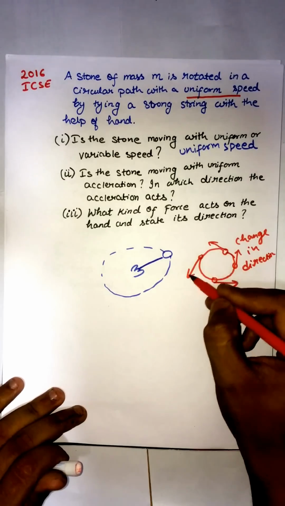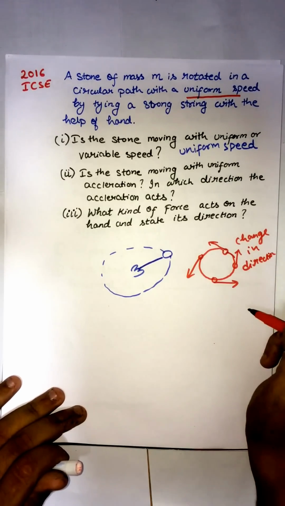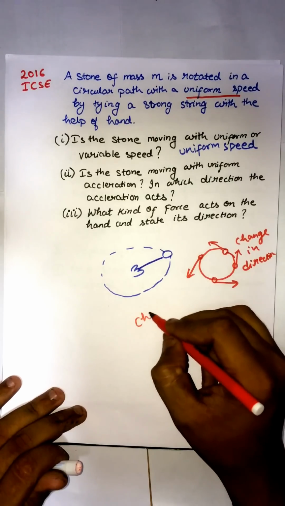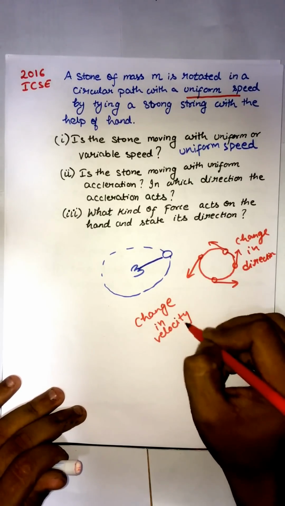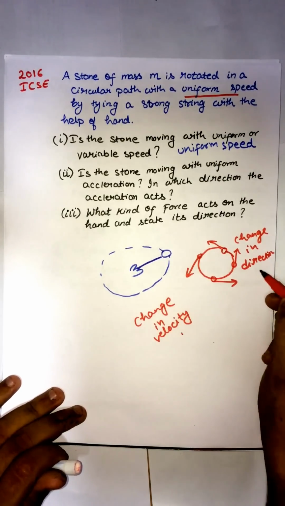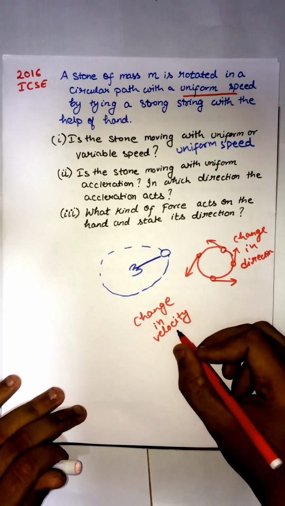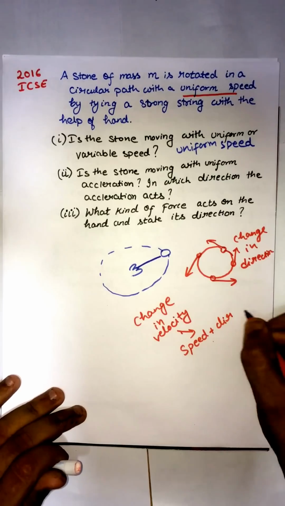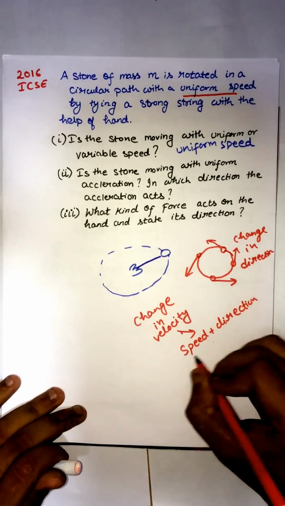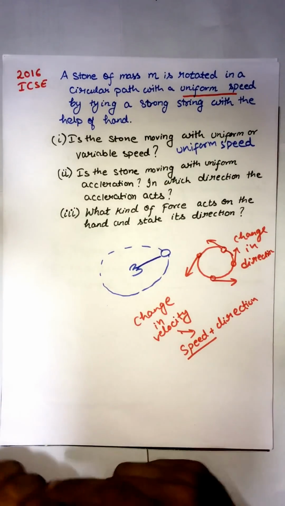That means the value of the speed is the same everywhere, but the direction is changing, due to which there is a change in velocity. You see, velocity is a vector quantity. It depends upon direction. So the direction changes and hence velocity changes. Velocity is speed along with direction. So the speed is the same everywhere, but the direction is changing, which brings us to a change in velocity.